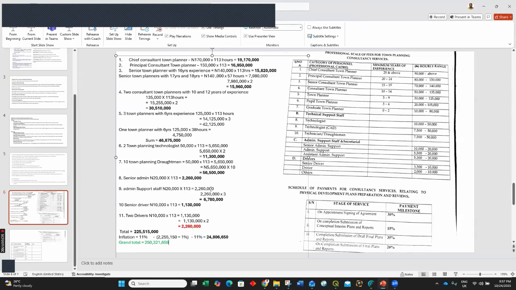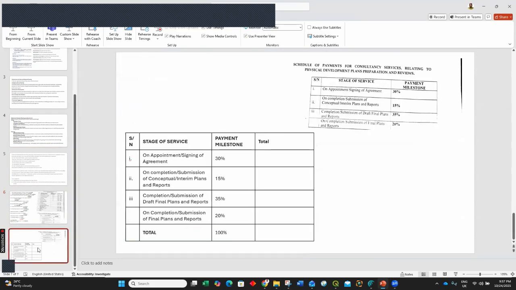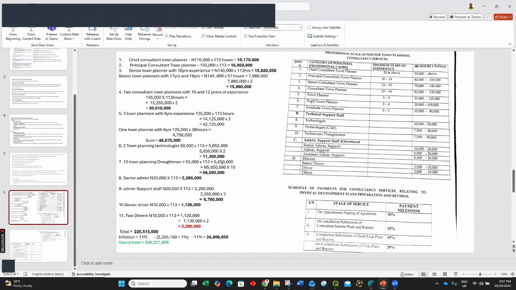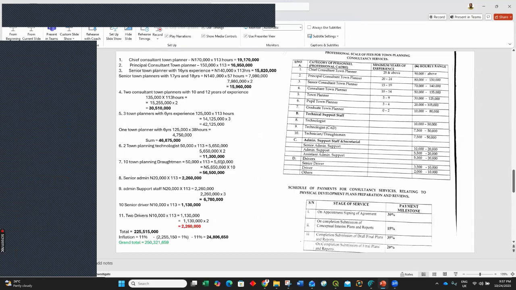Because it is already 10 p.m. and we are supposed to stop by 9:30. By tomorrow we'll continue with the final part of the question, that is the schedule of payment. The reason they made this question compulsory is that it can take you almost 1 hour, but if you know it very well, in 30 or 40 minutes you can finish it. So read the question very well, see the number of experts and the experience of the town planners they mention, then you determine their rates.